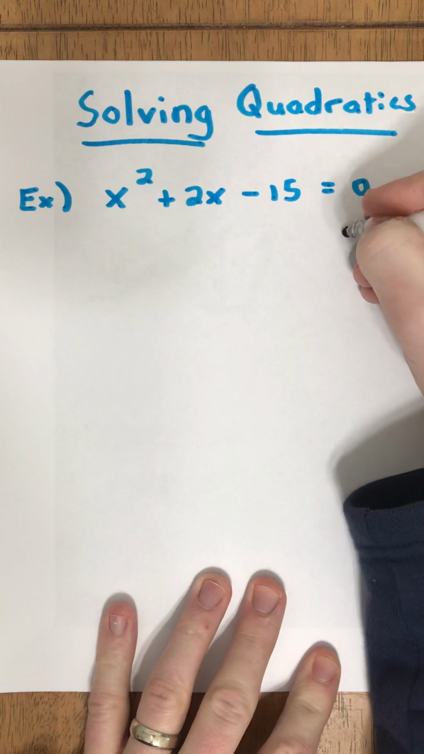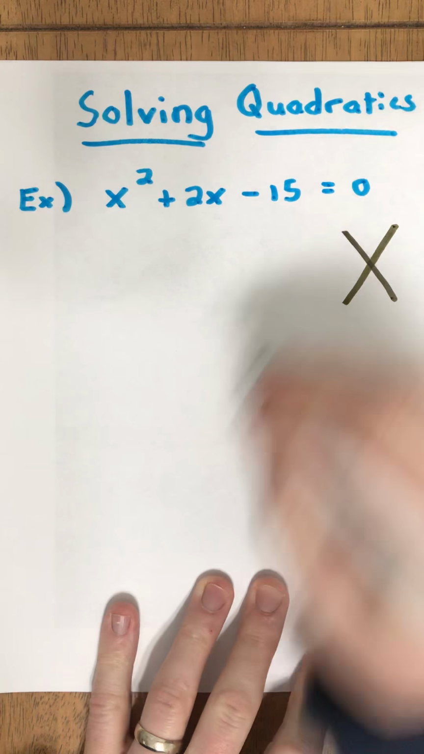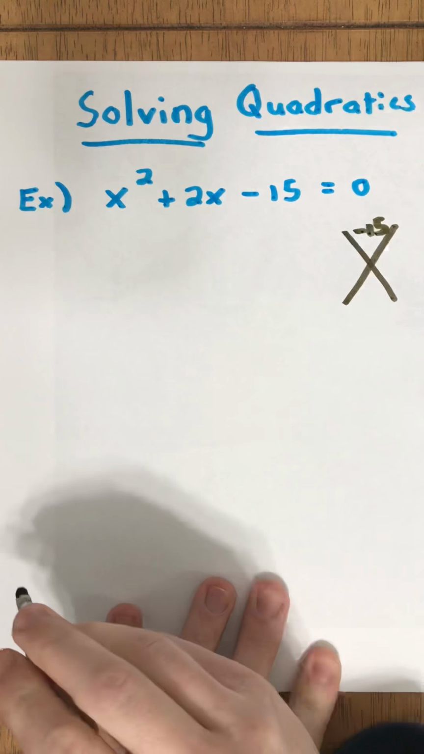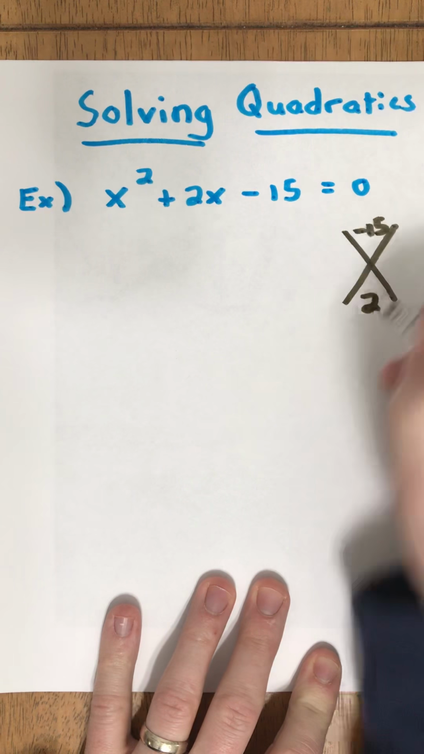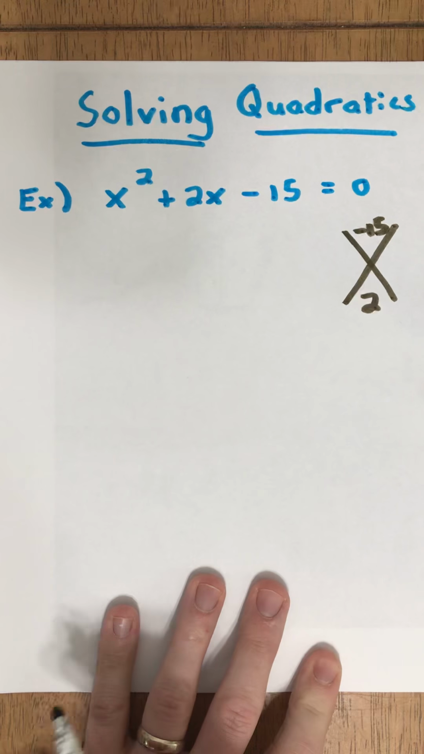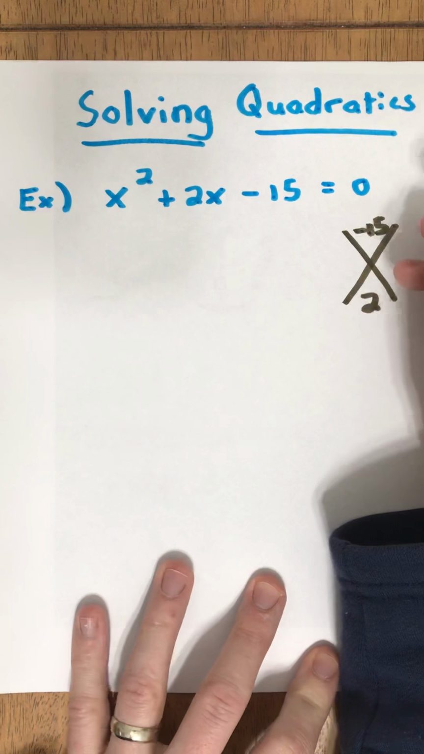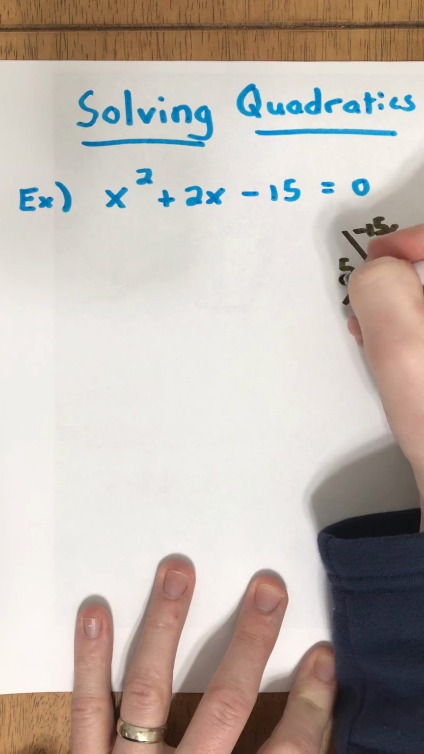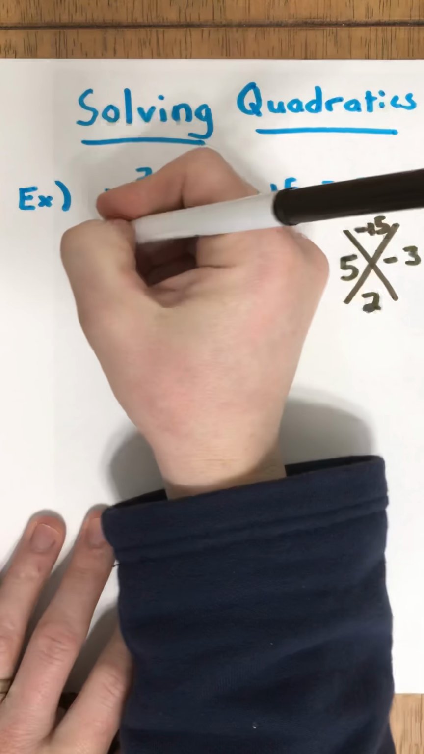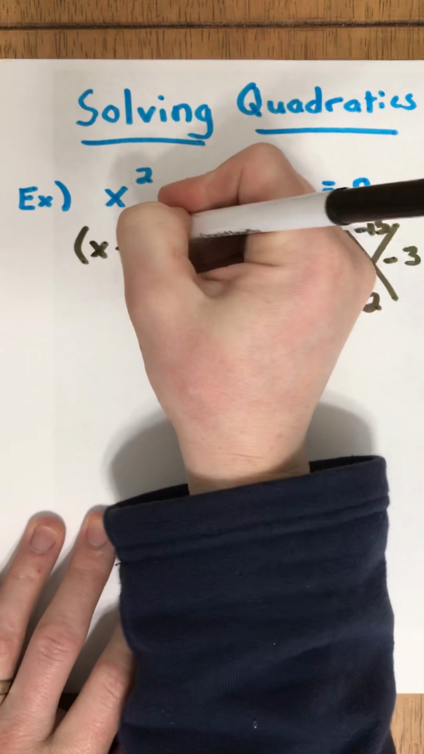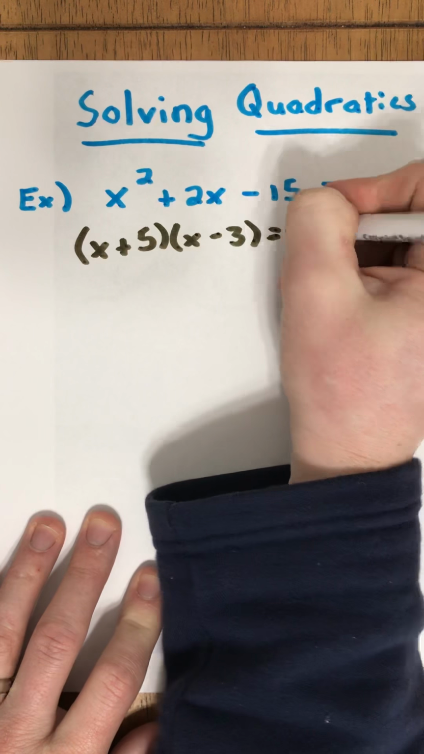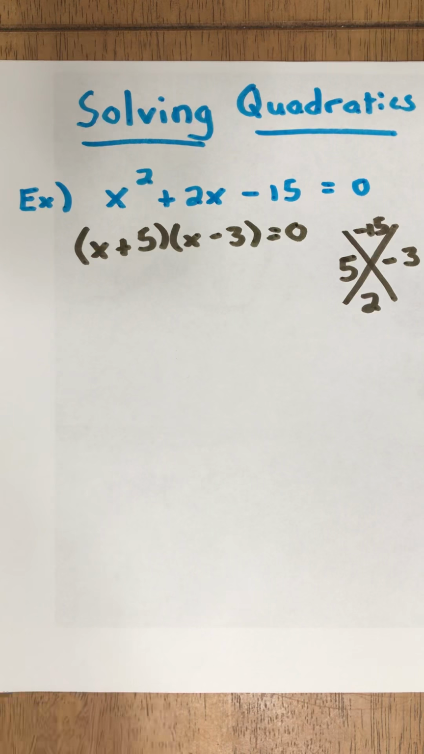The way that we factor, remember, is we make our little x off to the side here. We put our last number up top, which is negative 15, our middle coefficient down at the bottom, which is 2, and we're looking for two numbers that multiply to negative 15, but at the same time add to 2. In this case, that would be positive 5 and negative 3. And so this is going to be x plus 5, x minus 3, is equal to 0. And then we're going to solve that.